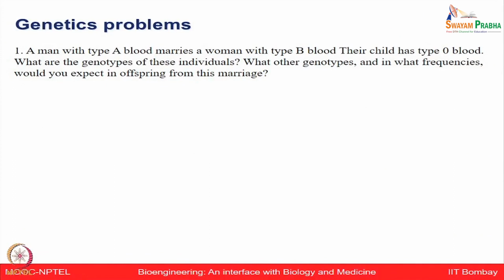Let us now do some genetics problems. A man with type A blood marries a woman with type B blood. Their child has type O blood. What are the genotypes of these individuals? What other genotypes and at what frequencies would you expect in the offspring from this marriage?